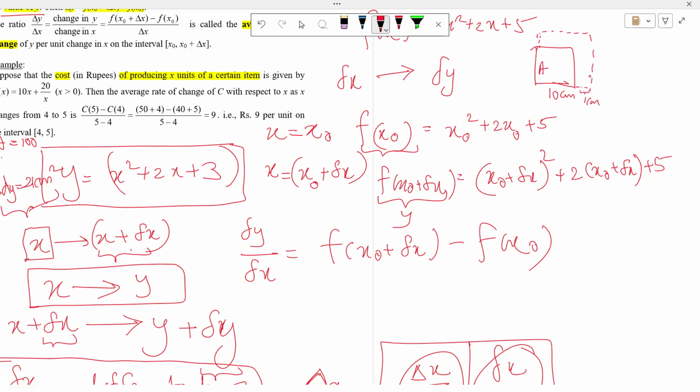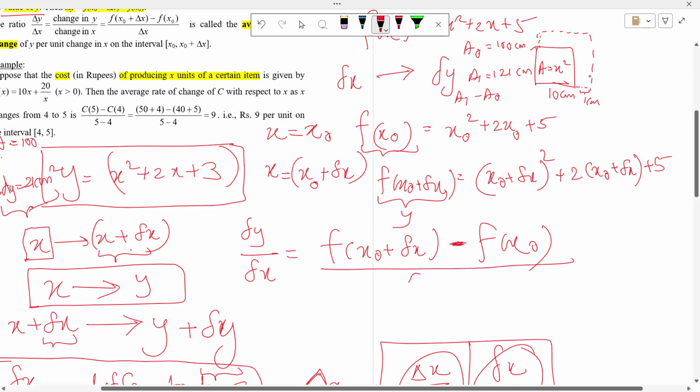So a is equal to x squared, right? Now a naught is equal to 100 centimeter squared, and a1 is equal to 121 centimeter squared. So a1 minus a naught, that is f of x naught plus delta x minus f of x naught. It means the new area minus the earlier area. So that is the meaning of this delta y over delta x.